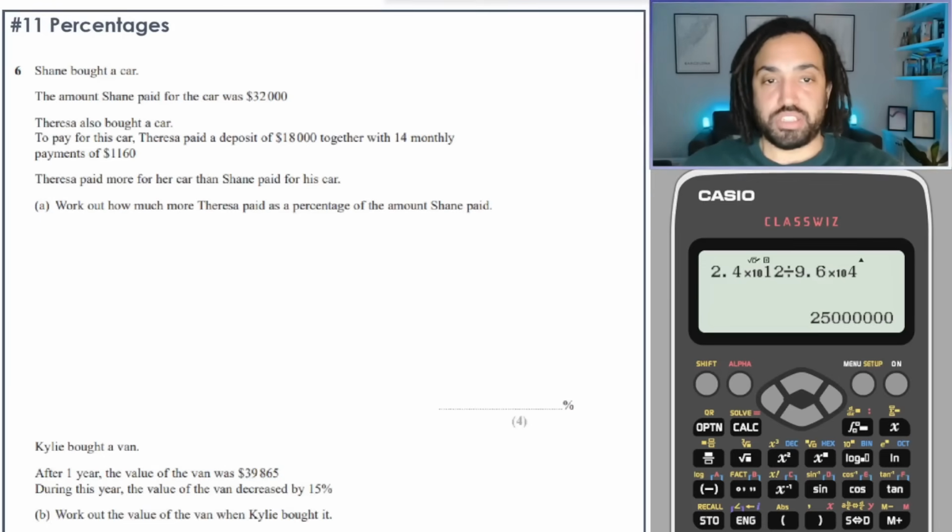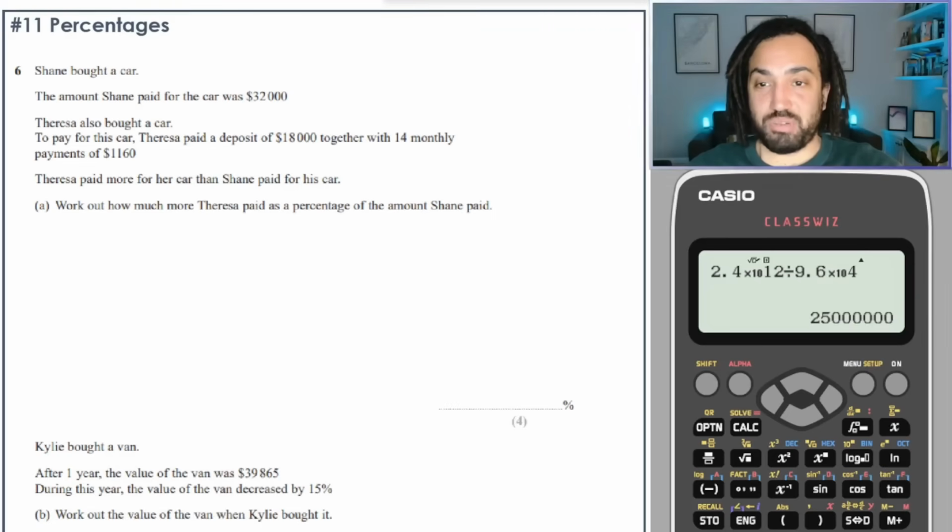Okay, percentages. Shane bought a car. The amount he paid for the car was 32,000. Teresa also bought a car. To pay for this car, Teresa paid a deposit of 18,000 together with 14 monthly payments of 1,160. Teresa paid more for the car than Shane did. Work out how much more Teresa paid as a percentage of the amount Shane paid.